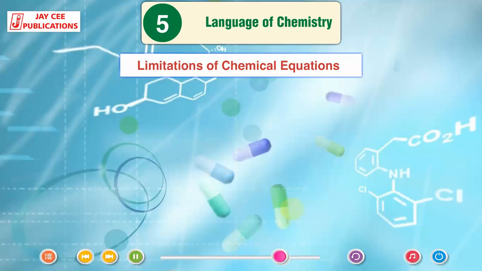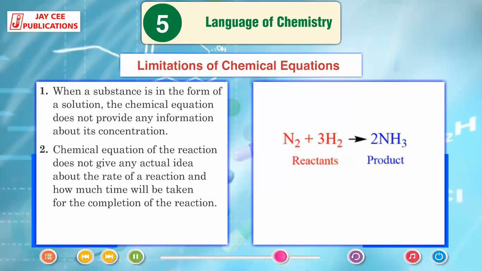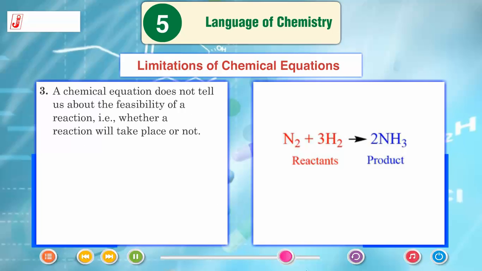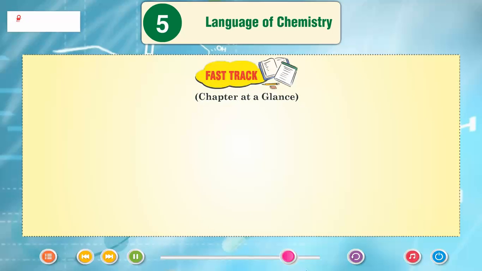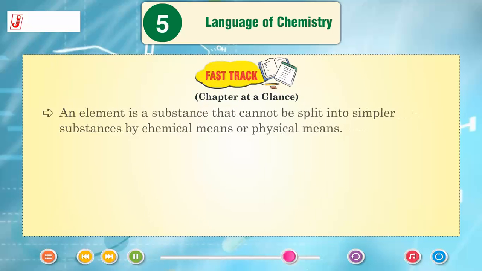Limitations of chemical equations. When a substance is in the form of a solution, the chemical equation does not provide any information about its concentration. A chemical equation of the reaction does not give any actual idea about the rate of a reaction and how much time will be taken for the completion of the reaction. A chemical equation does not tell us about the feasibility of a reaction, that is, whether a reaction will take place or not.